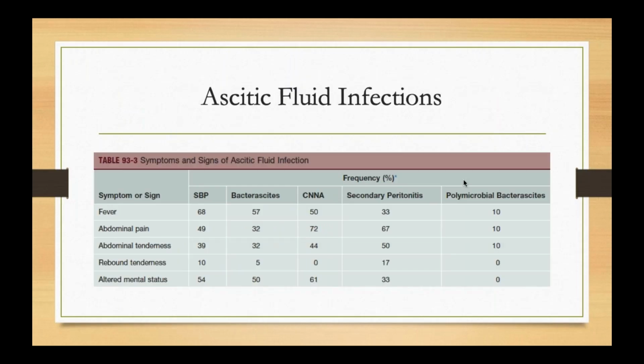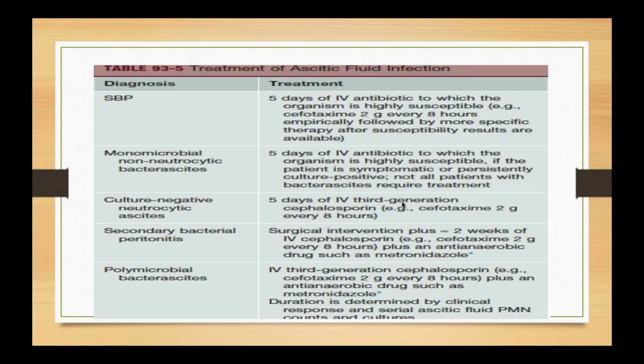So whenever ascitic fluid infection is there, you always send for culture also. So you can have fever, abdominal pain, abdominal tenderness, rebound tenderness. Patient can have encephalopathy also. So patient can have spontaneous bacterial peritonitis when a single organism is there in the culture. If there are multiple organisms, it is bacterial ascites. Culture negative neutrophilic ascites means you don't grow anything in culture. So most common causes are SBP or CNNA. Secondary peritonitis is usually due to some secondary cause like perforation, or polymicrobial bacterial ascites.